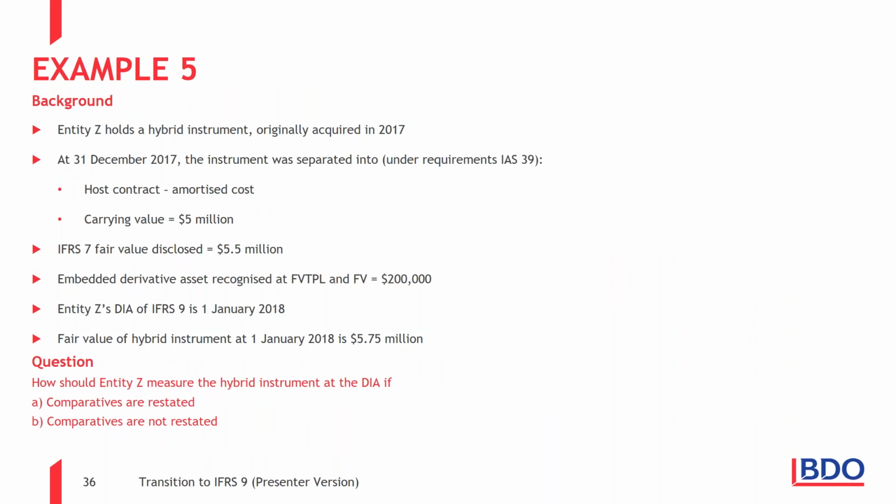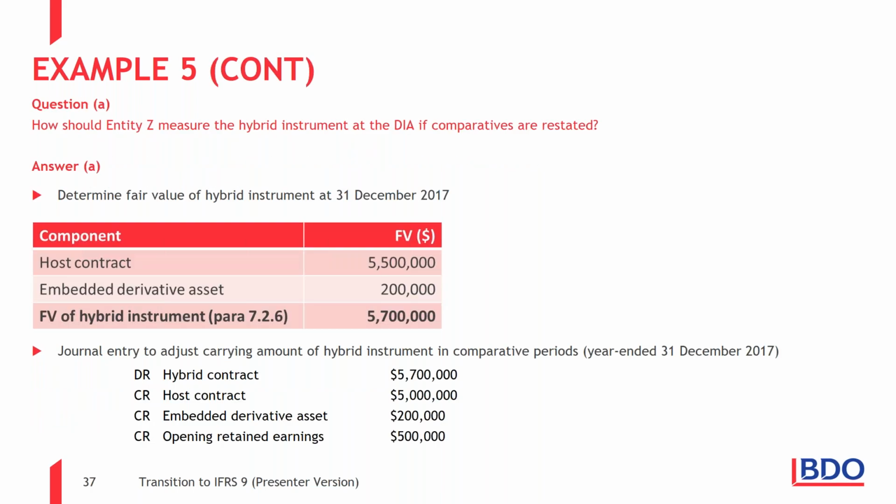How should Entity Z measure the hybrid instrument at the date of initial application? So we're only at the date of initial application, and in the first one, comparatives are restated. So if you look at this journal, this opening retained earnings of 500,000 is opening retained earnings, and you'll disclose it as opening retained earnings 1 January 2017. However, the journal is actually processed on 1 January 2018.